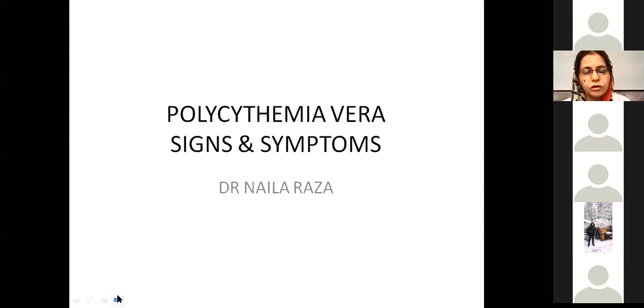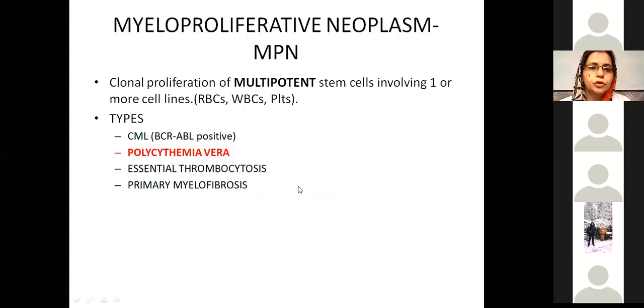The association of different signs and symptoms, and why do they occur in polycythemia vera. So before that, basically polycythemia vera is included in an umbrella term which is MPN, or myeloproliferative neoplasia. What is MPN? It is the clonal proliferation of multipotent stem cells, those cells which have the ability to differentiate into RBCs, WBCs, and platelets.